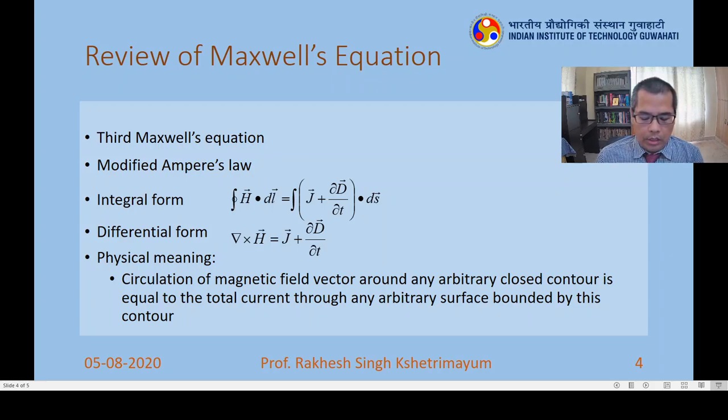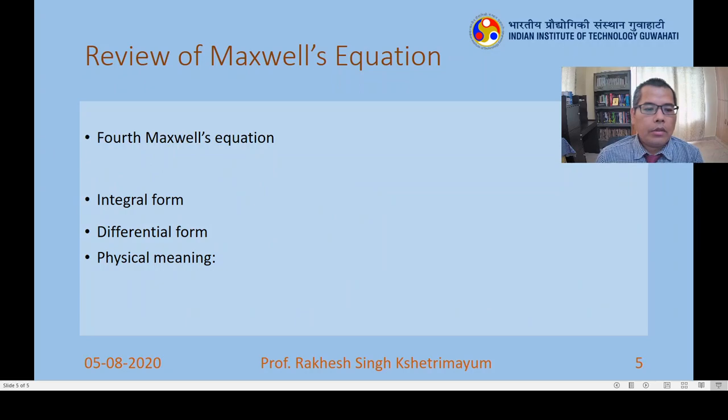So let's go to the last Maxwell equation. The fourth Maxwell equation is Faraday's law, and its integral form looks like this: closed integral of E dot dl is equal to minus the integral of ∂B/∂t dot dS. So basically left hand side you have a closed line integral E dot dl. So electric field is there in the left hand side. Right hand side, what do I have? I have a magnetic field which is time varying.